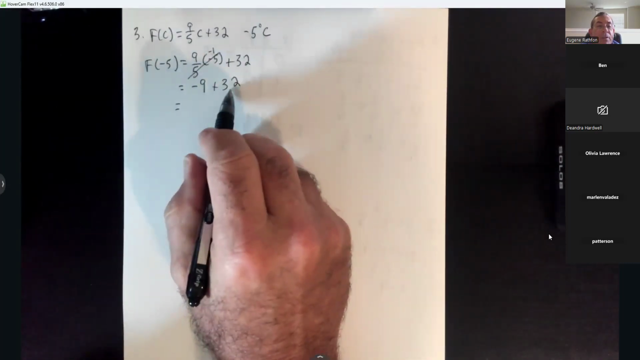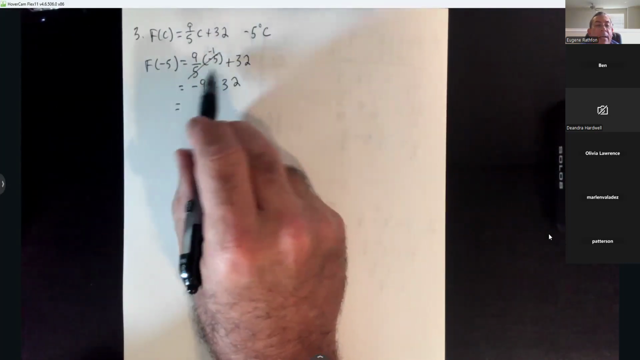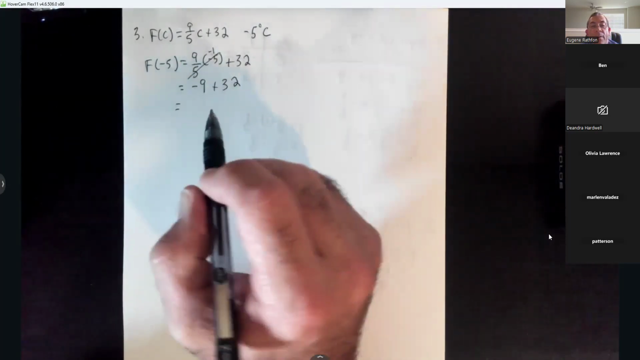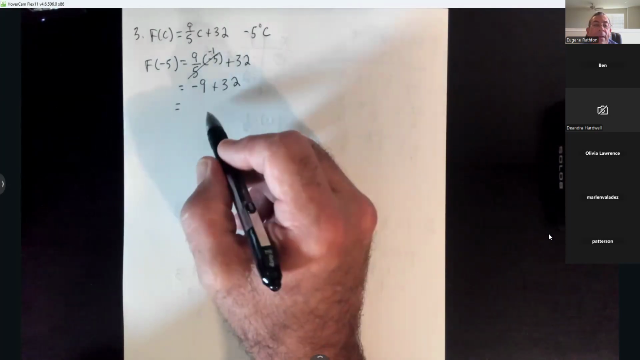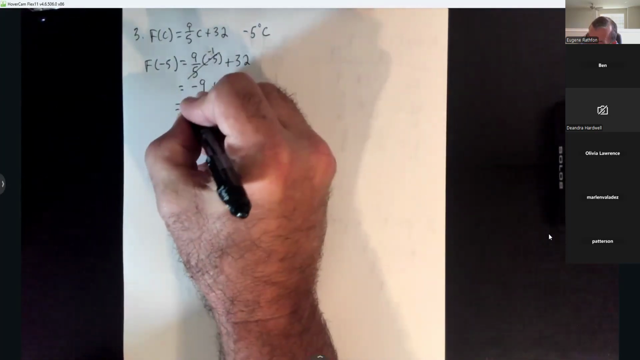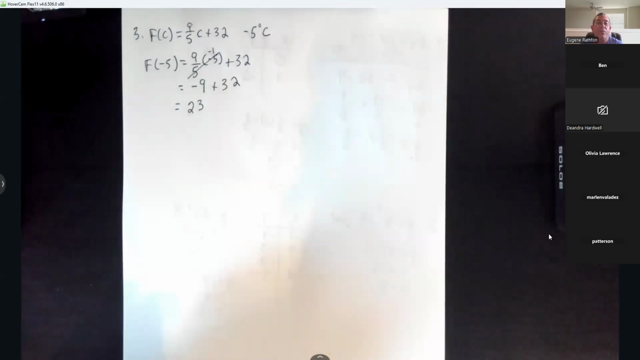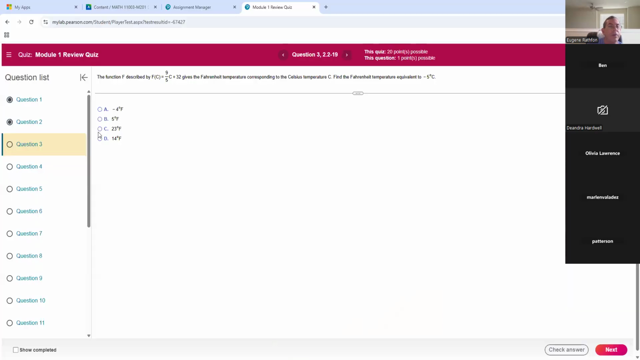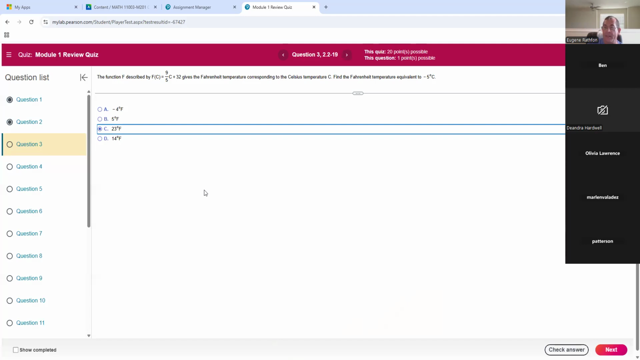So -9 plus 32, unlike signs, so subtract 9 from 32, you get 23, and the answer will have the same sign as the larger number. So that's going to be a positive 23. So this one was multiple choice, I believe. So we're looking for 23 degrees, so we would click C.